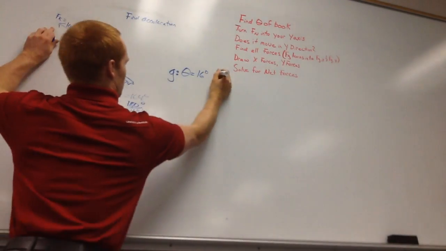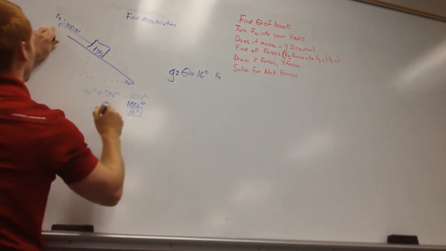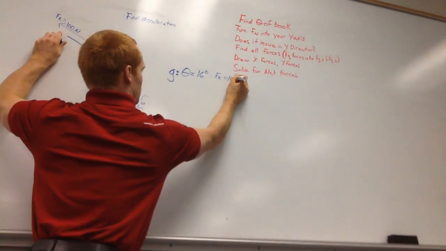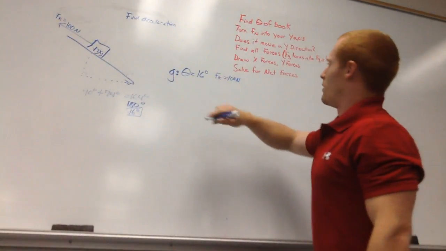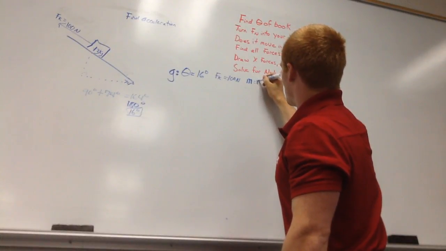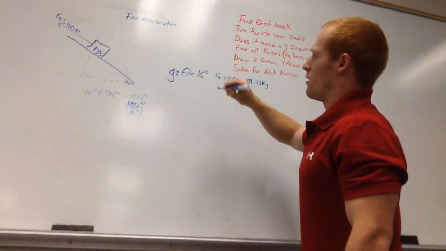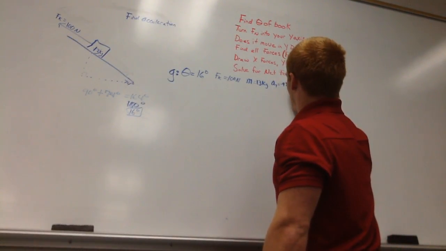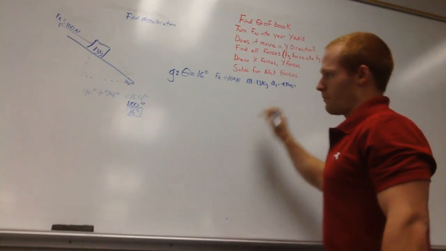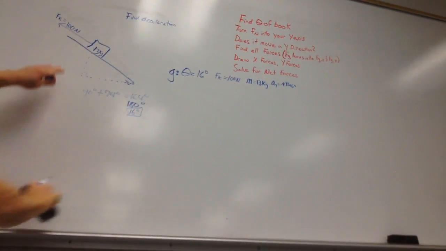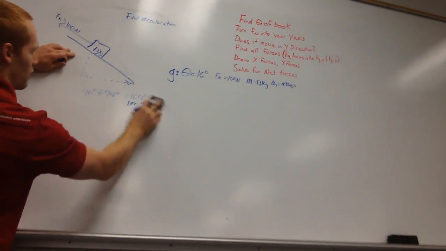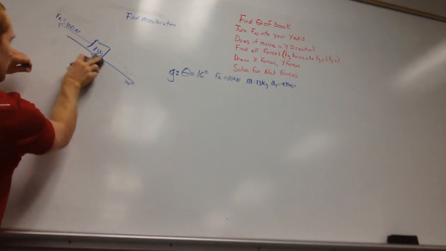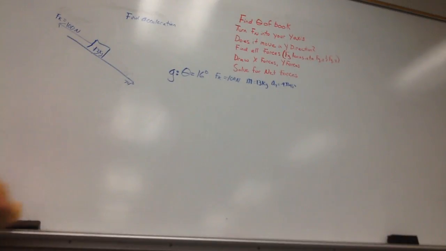I'll also write some of this information down. So we have the kinetic force of 100 newtons, and then the mass of the book is 13 kilograms. And we know acceleration in the y direction is going to be negative 9.81 meters per second squared. So we got all that information. I'm actually going to erase this real quick after we got theta, just because it kind of makes it a little messy. So those are all our givens now that we found theta. And so step one's done.